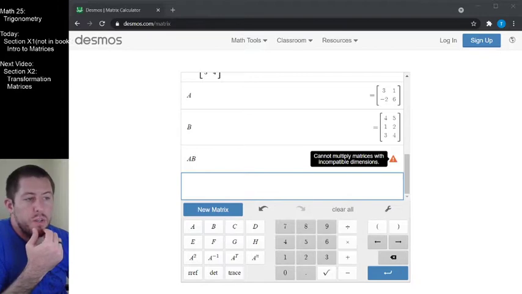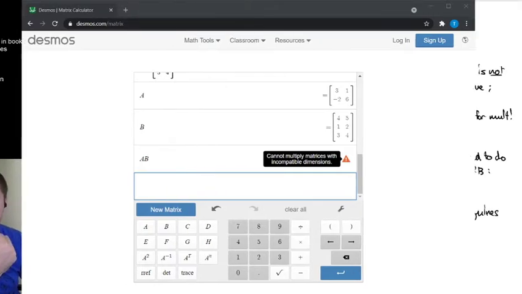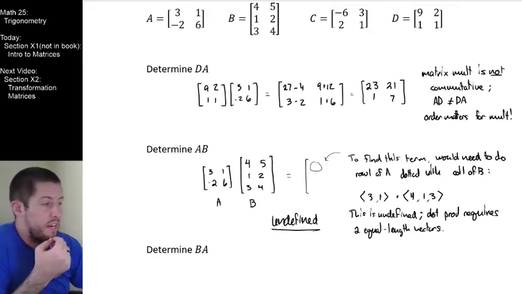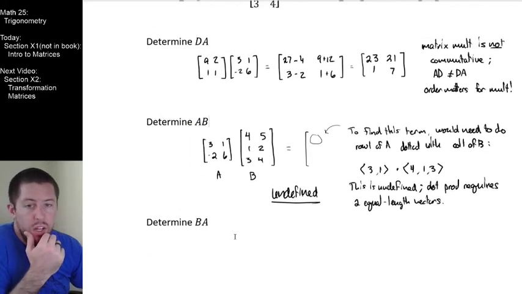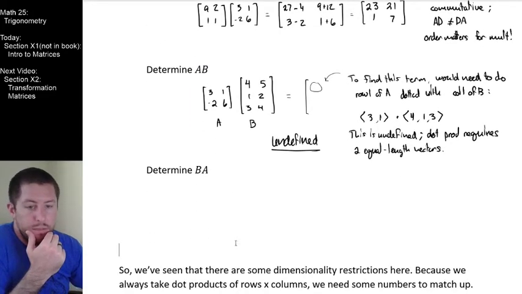So you should notice that the next question I'm asking you to do here: we just asked what's A times B, and we determined the answer. Well, the answer was that it was undefined. That's not a defined operation. But now I'm asking, can we do B times A? So let's take a look at what's happening with B times A here.